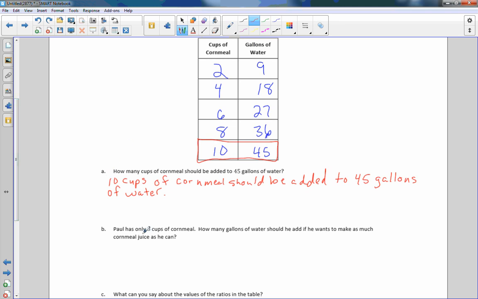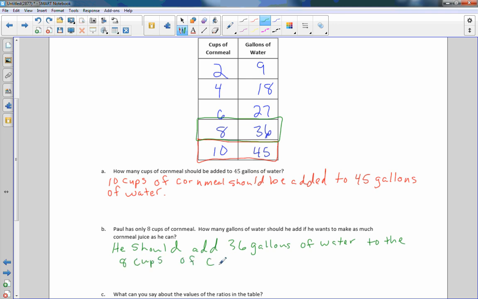B says, Paul has only 8 cups of cornmeal. How many gallons of water should be added if he wants to make as much cornmeal juice as he can? So now we want to look for cups of cornmeal, 8, which is right here, and then answer the question. He should add 36 gallons of water to the 8 cups of cornmeal.